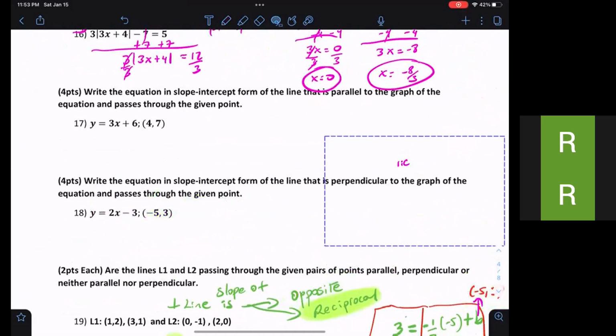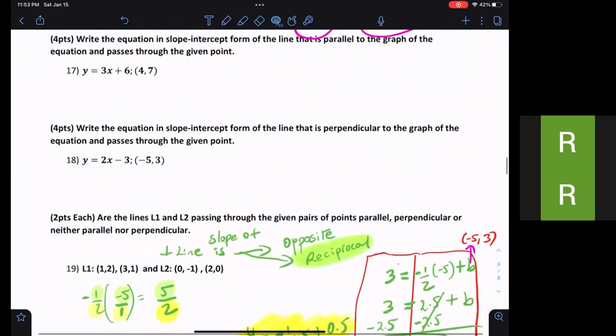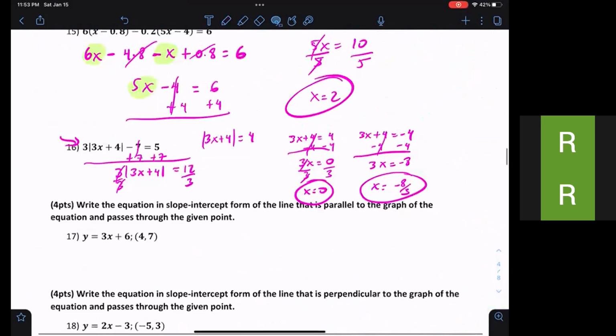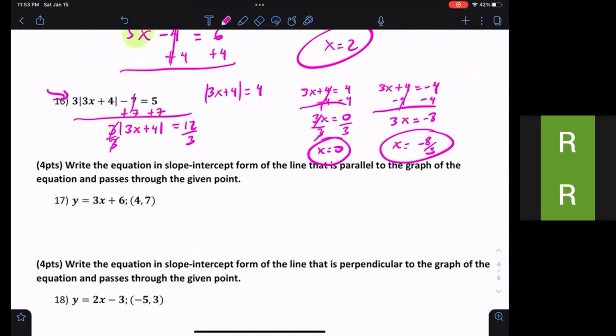This I did in class too, right? Write the equation in slope-intercept form. What does that mean? Slope-intercept form means y equals mx plus b. But here, remember, you have 2 lines, right? So write the equation in slope-intercept form of the line that is parallel to the graph of the equation and passes through that point. So parallel lines, they have the same slope.